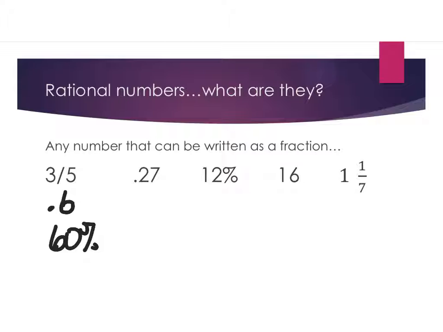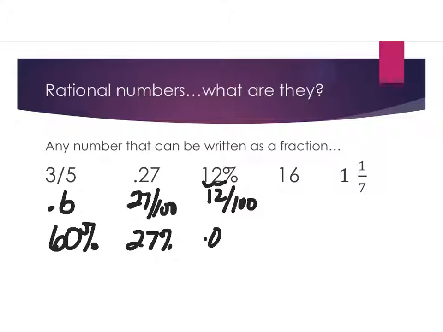So 27 hundredths, and that is 27%. These are all rational numbers, different forms of them, but rational numbers. This is 12 over 100 because it's percent, and percent's always out of 100. And then in decimal form, you're going to divide by 100, and you're going to get 0.12.